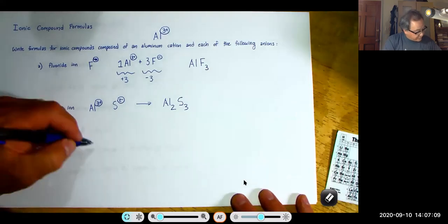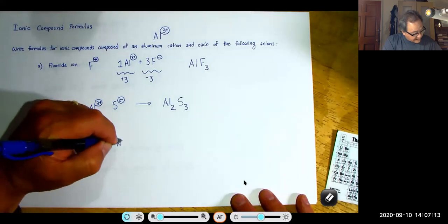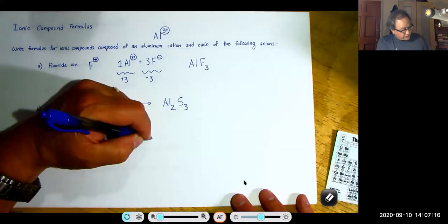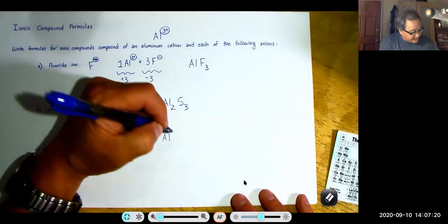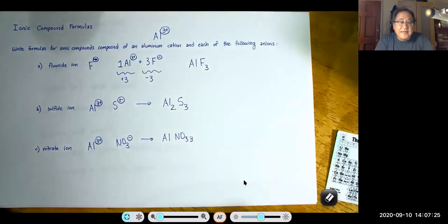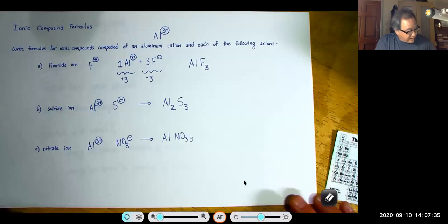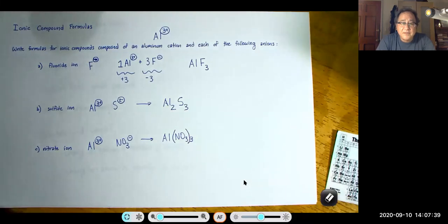Let's look at this one here. We have an aluminum ion and a nitrate ion. So that means we're going to say 1 aluminum and 3 nitrates. So how does that look? It looks like 33 oxygens to me, so it's wrong. So how do we indicate 3 nitrates instead of 33 oxygens? Well, if you have more than one of the polyatomic ion, you put a parenthesis around it. So there you go.